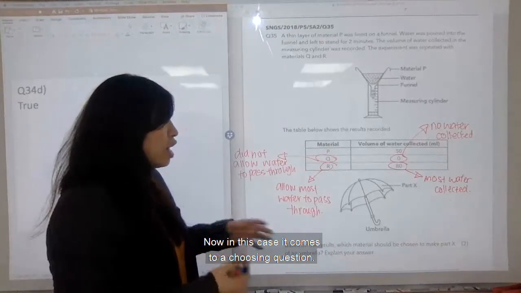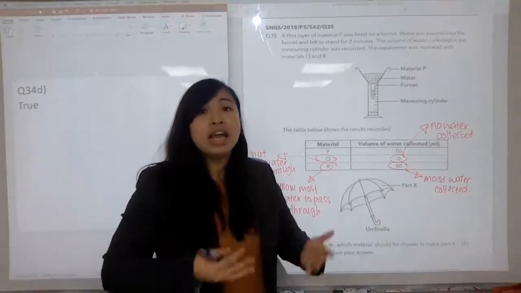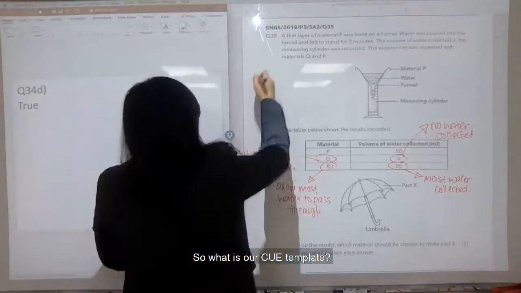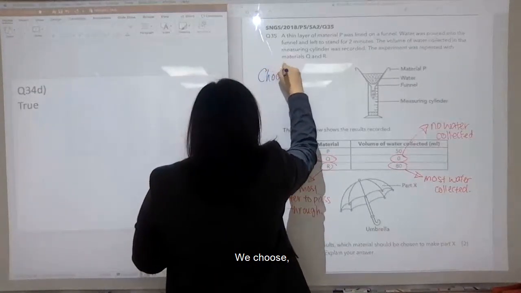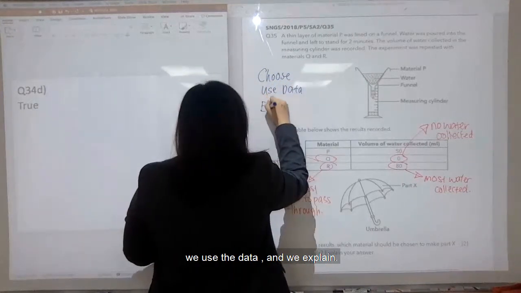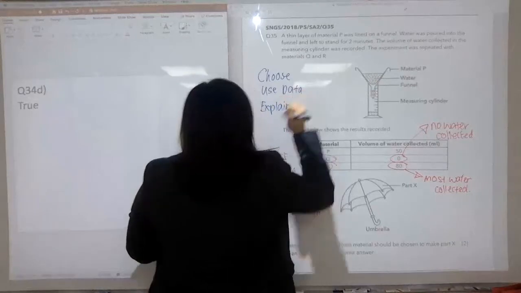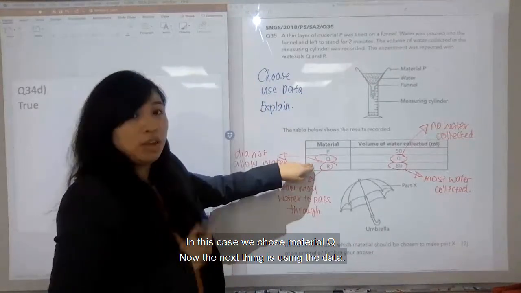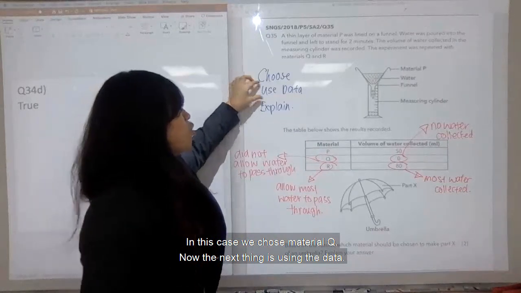Now in this case, it comes to a choosing question. This means that we need to use our CUE template. So what is our CUE template? We choose, we use the data, and we explain. So the first thing we do is to choose which option. In this case, we chose material Q. Now, the next thing is using the data.